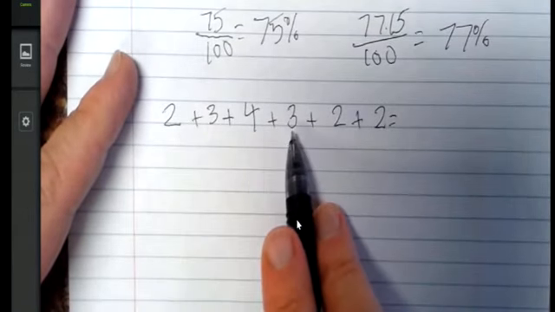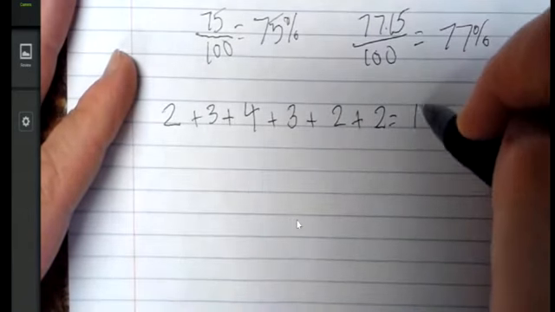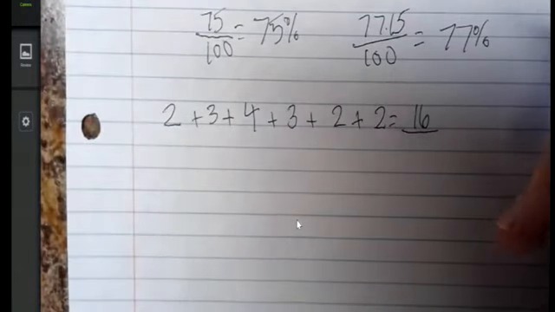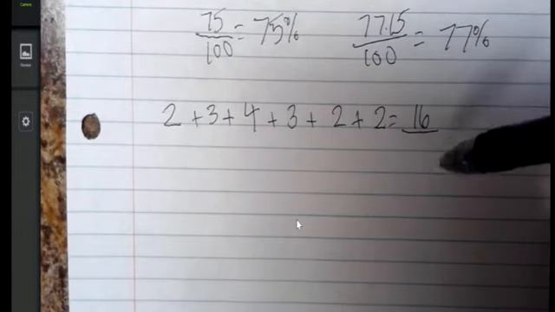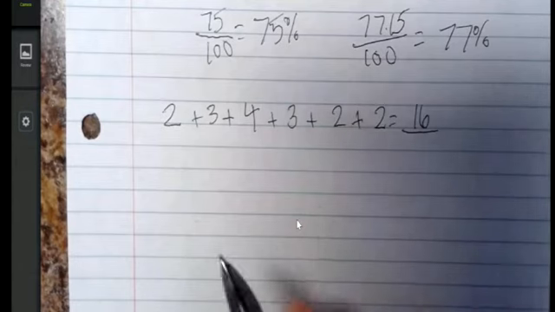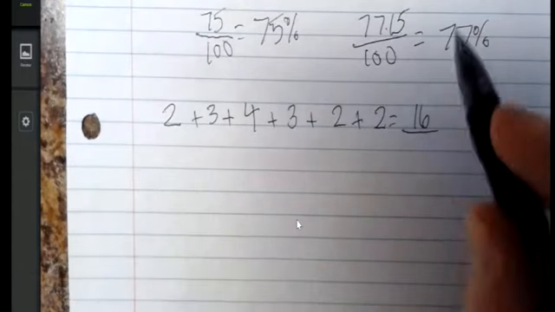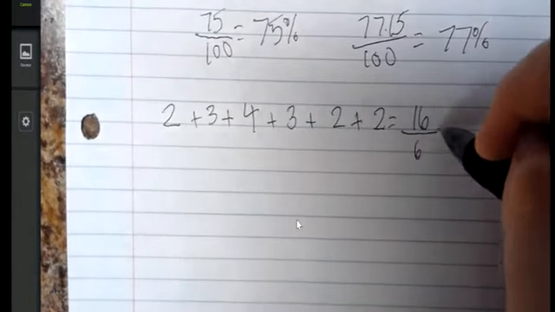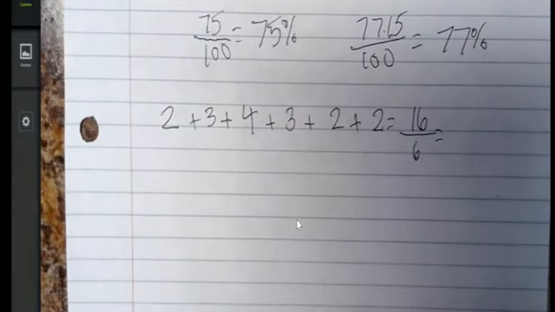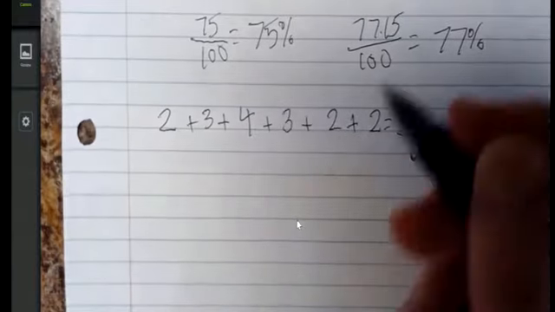5, 9, 12, 13, 14, 15, 16. So her total is 16. We're going to divide this by her total points, which is 6, the number of data points. 16 divided by 6.